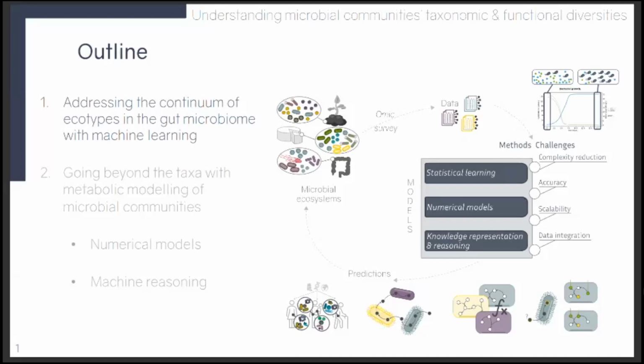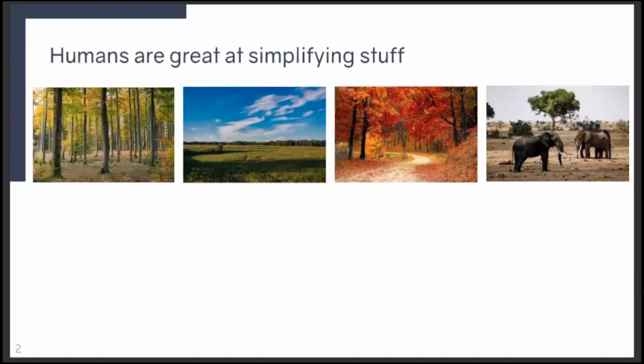This is the only minute I will forget about microbes in my presentation. So let's look at these pictures. And with our human brains, we can very easily classify these pictures, right? And this ability is precisely what we try to reproduce with artificial intelligence, isn't it?